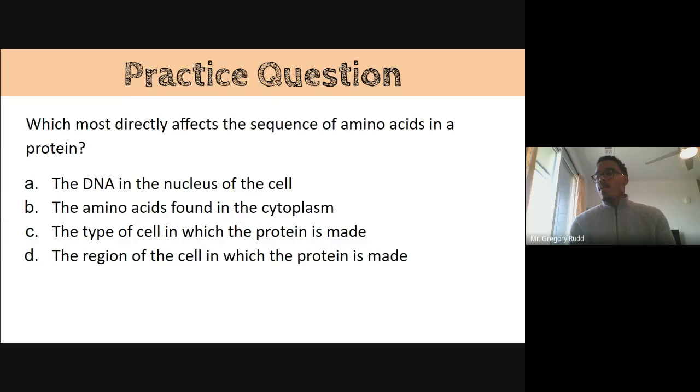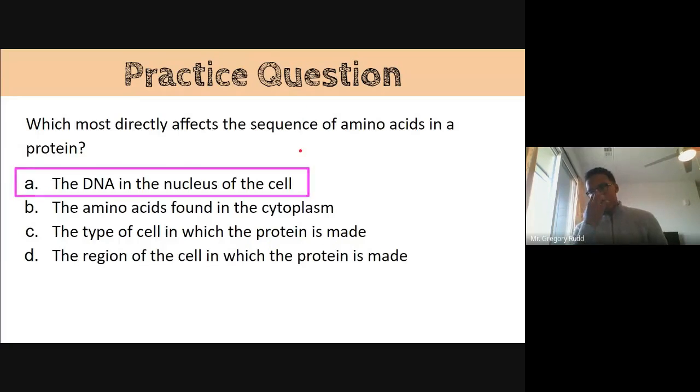All other thoughts? Well, okay, that's good because Joseph and Fanique are both correct. The answer is A. If we change the DNA, we're changing what's eventually going to be made by the DNA. The DNA codes for the protein. So if I change the code, then I change the protein.